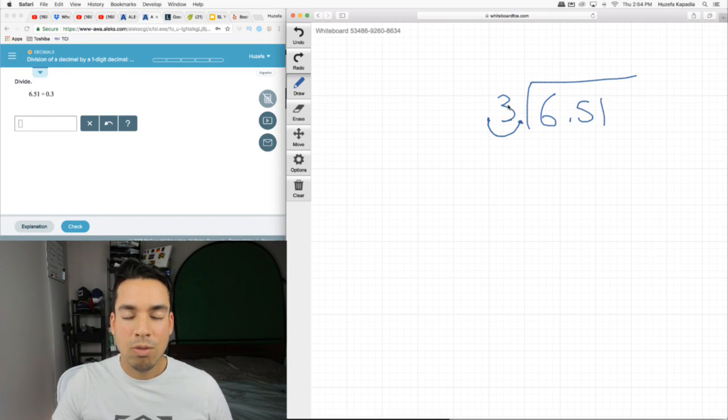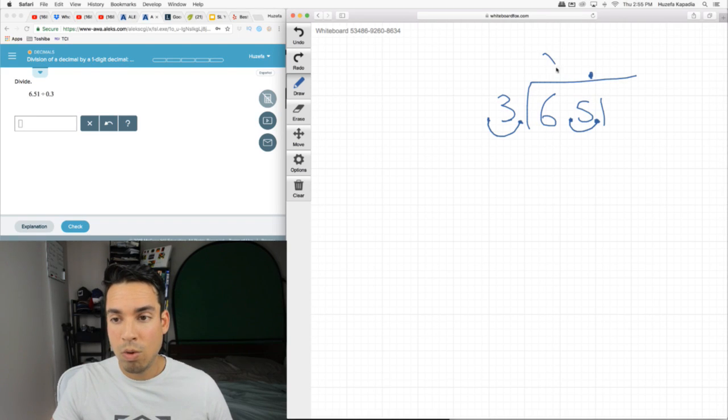But we can't just do it to the divisor. Whatever we do here, we have to do to the dividend. So we're gonna do the same movement here. And the new decimal point comes here. And this is very important because that means the decimal point in the answer comes here now, not here. And now we just do the division as regular.